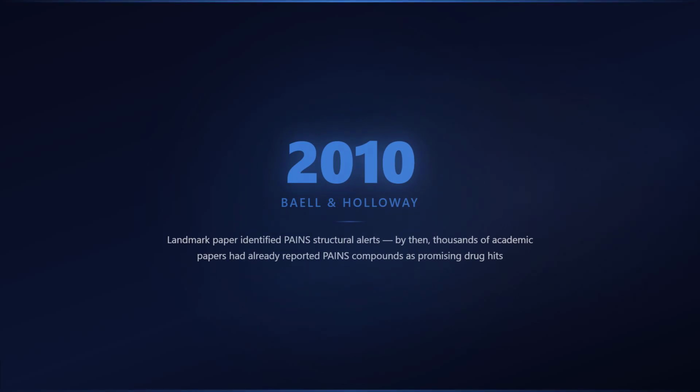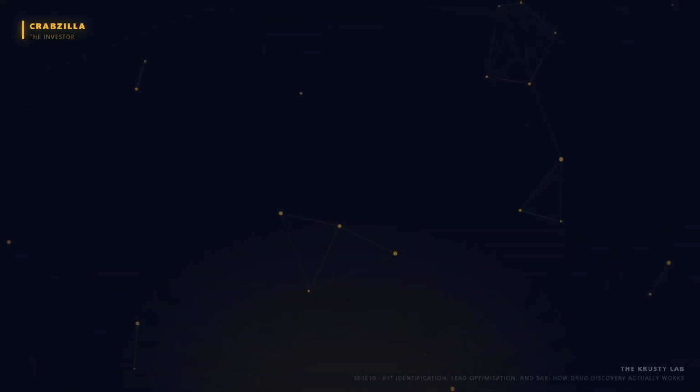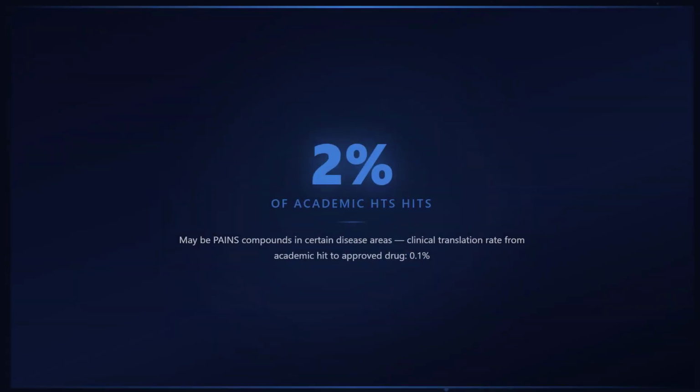I want to reframe this. If you build PAINS filtering into your screening cascade before anyone else, your hit quality is higher. Your validation rate is higher. Your probability of clinical success is higher. This is not tragedy. This is a sourcing advantage. I would fund the better filter.